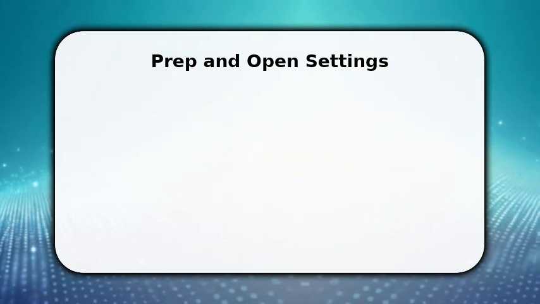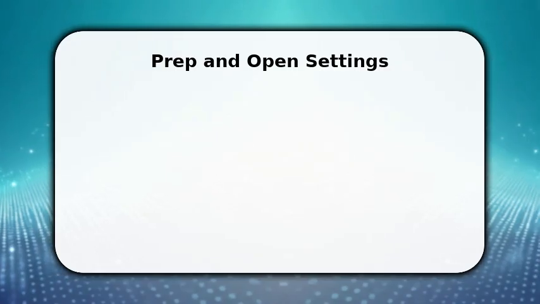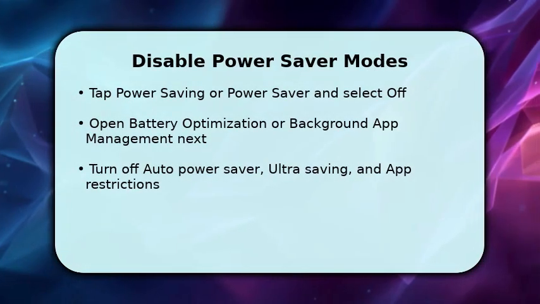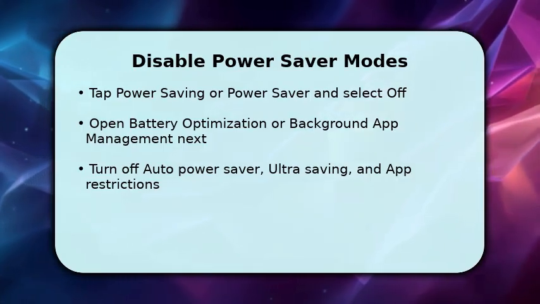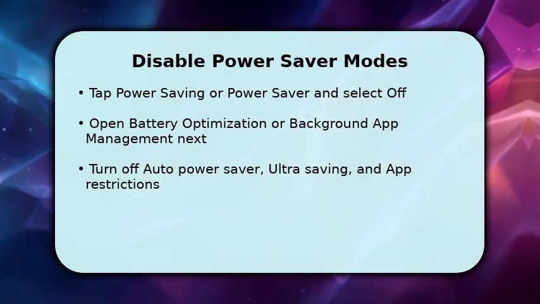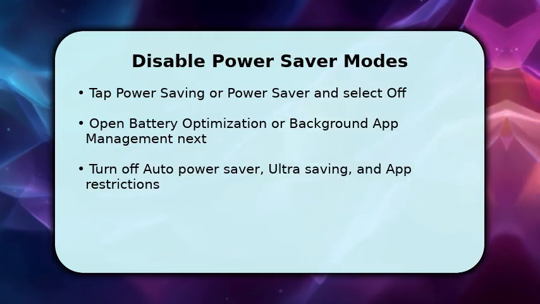You now disable the active power saving options. Tap Power Saving or Power Saver and set it to off so the system stops throttling CPU and network. Then go into Battery Optimization or Background App Management to exempt critical apps from restriction.